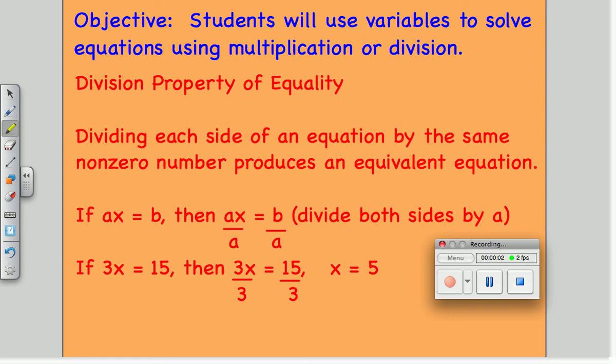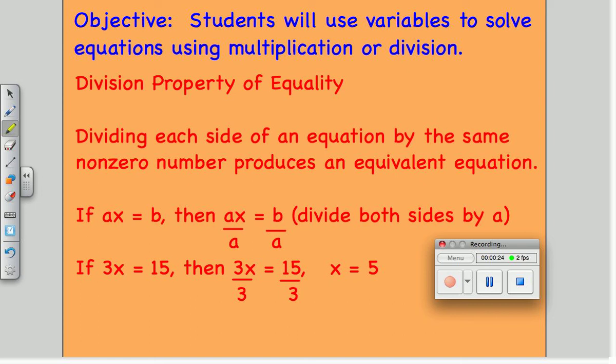Okay, just like yesterday when you did addition and subtraction, we're doing the same thing today with division and multiplication. So you're going to use variables today to solve equations using multiplication or division. This is lesson 2.6, chapter 2, lesson 6. Please make sure you have that on your notes. Make sure you have today's date on your notes.